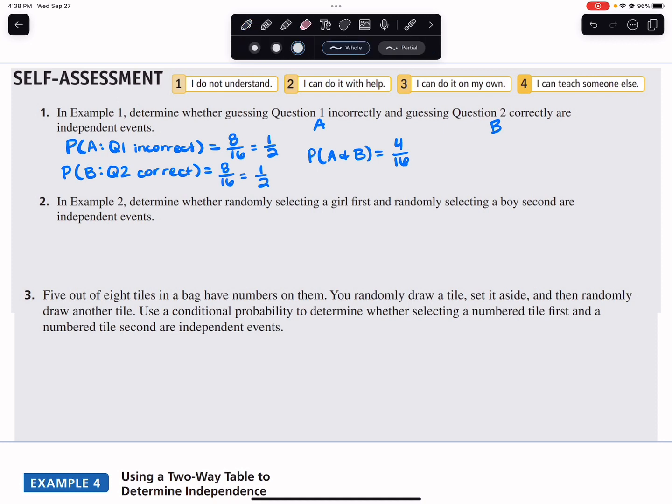Simplify 4 over 16, you get 1 over 4. And then we check, does 1 over 2 times 1 over 2 equal 1 over 4? And if I multiply those, I do get 1 over 4. So yes, these are independent.